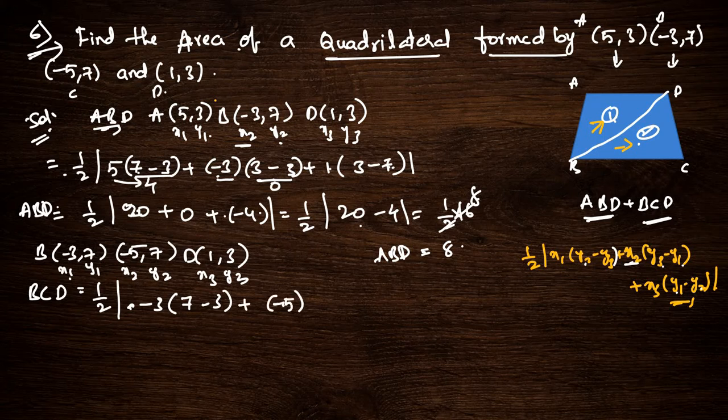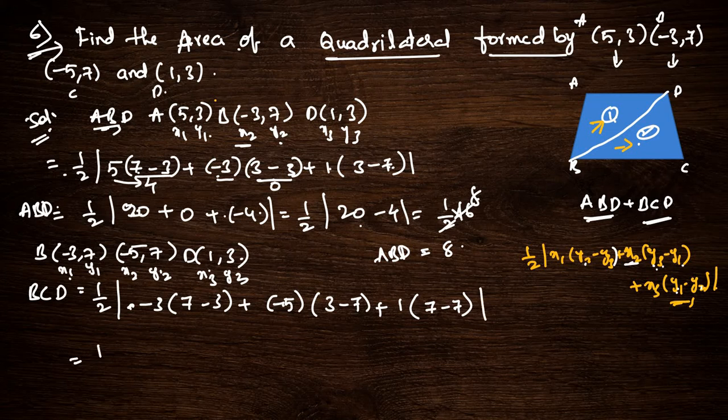Minus 5 will come here, and so y3 minus y1, y3 here is 3, minus y1, y1 is equal to 7, plus x3, where is x3? 1. So here y1 minus y2, y1 minus y2 is equal to 7 minus 7, so mod.